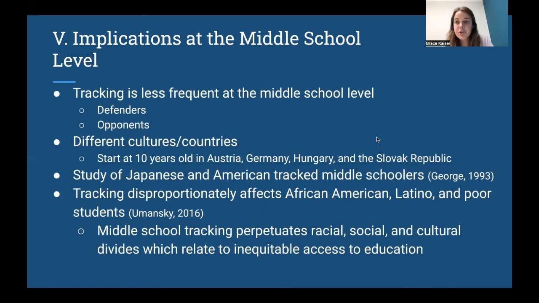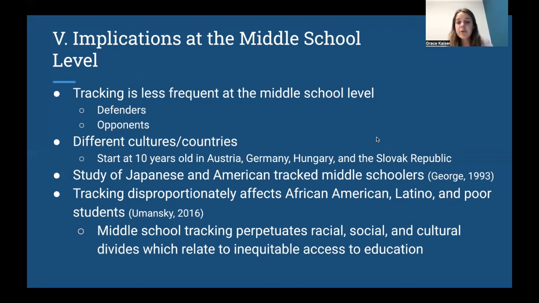Tracking is pretty universal. It does happen in different countries and cultures. Some countries such as Austria, Germany, Hungary, and the Slovak Republic have started tracking as young as 10 years of age. In a study that looked specifically at Japanese children and American children who were tracked, it was seen that the Japanese children had a 10-point increase in IQ levels over the American children. This actually was not due to tracking at all, though. This was deemed to be due to how the Japanese children had an internalized belief when approaching a difficult problem or situation, they showed more perseverance, basically, and grit than the American children. So the difference in IQ level was proven to not have anything to do with tracking.